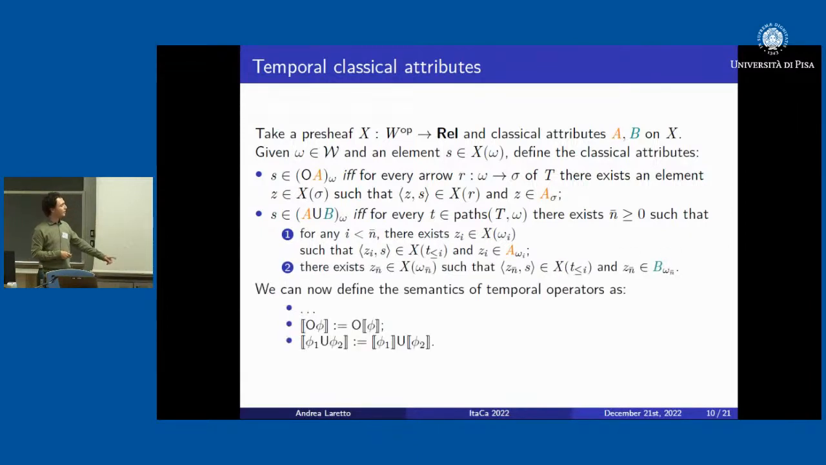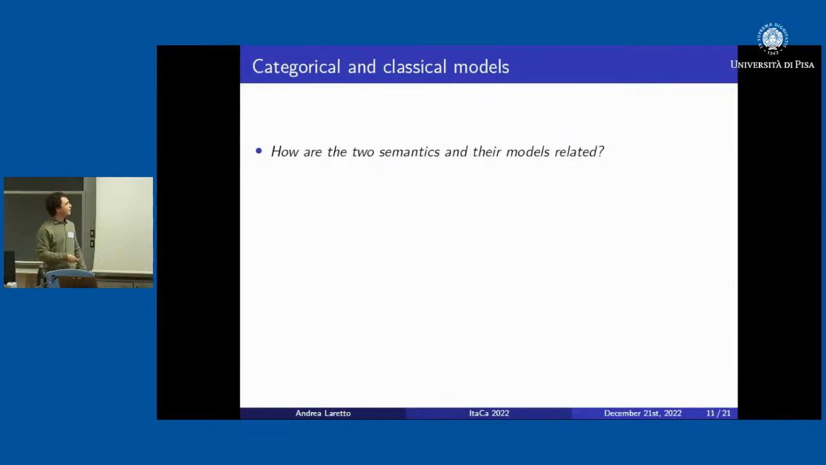Now, the important thing is not too much in the detail, because it's just the intuition I was telling you before. The important thing is that you have A and B as the classical attributes for the subformulas of A until B. And this gives you a neat definition of the semantics of temporal operators, because you just use these classical attributes compositionally.